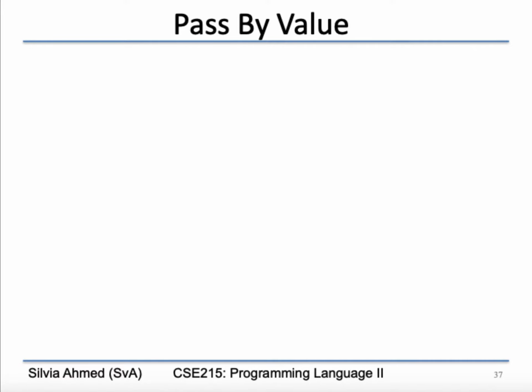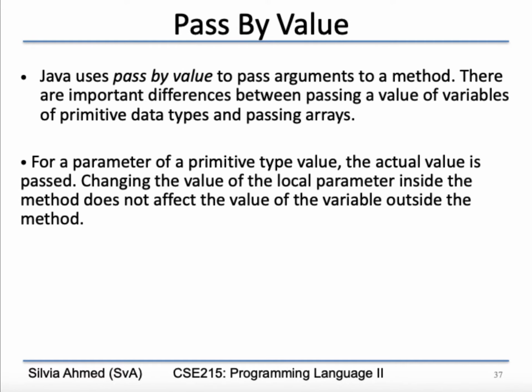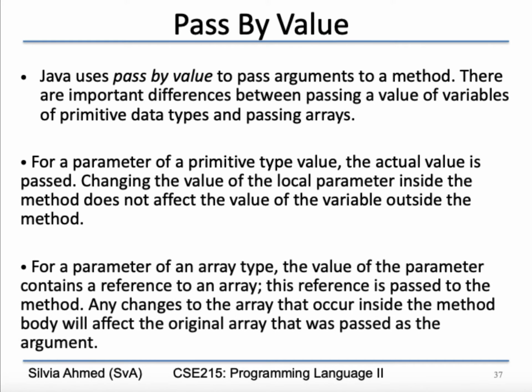So we have seen pass by value. Java uses pass by value to pass arguments to a method. If the argument is a primitive type, that means integer, double, character or boolean, then the actual value is passed. But for an array, which is a reference type, the value of the parameter contains a reference, that means an address, and that address will be passed to the method.